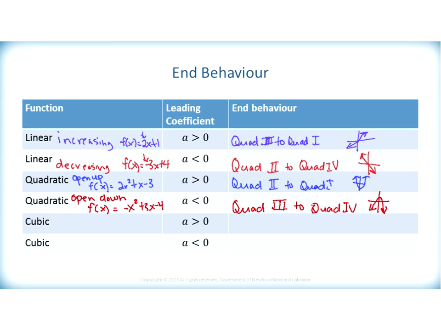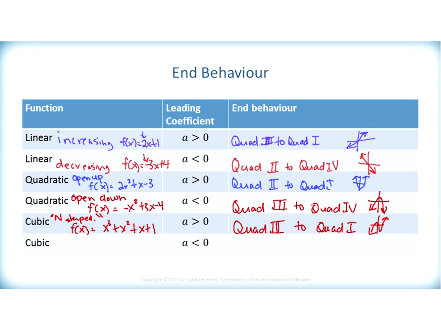In a cubic function, and I would call this an n-shaped function, if a was greater than 0, we would have something like f of x is equal to x cubed plus x squared plus x plus 1. And that will take us from quadrant 3 to quadrant 1 for the end behavior. It looks something like this.